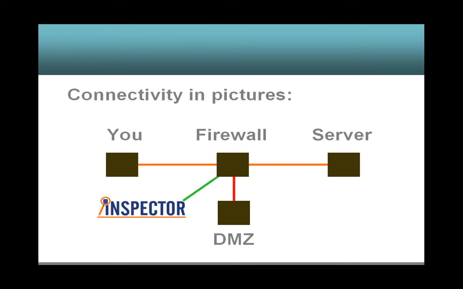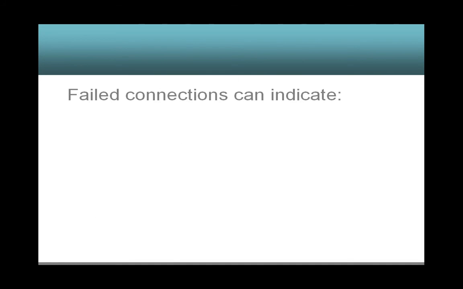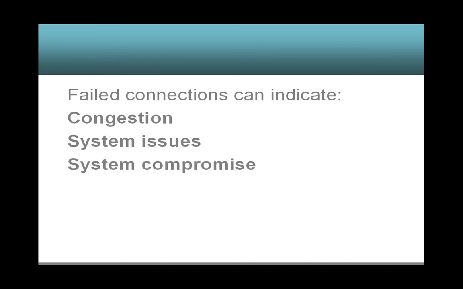Connectivity in pictures. The system makes a request to connect to an external server. The server issues back an acknowledgement and effectively establishes a communication path. This process happens throughout the day over and over again. In cases where a connection cannot be made, Inspector is able to track these failed sessions and keeps a record of it in a centralized database where it sees everything. Failed connections can indicate congestion, system issues, and system compromise.